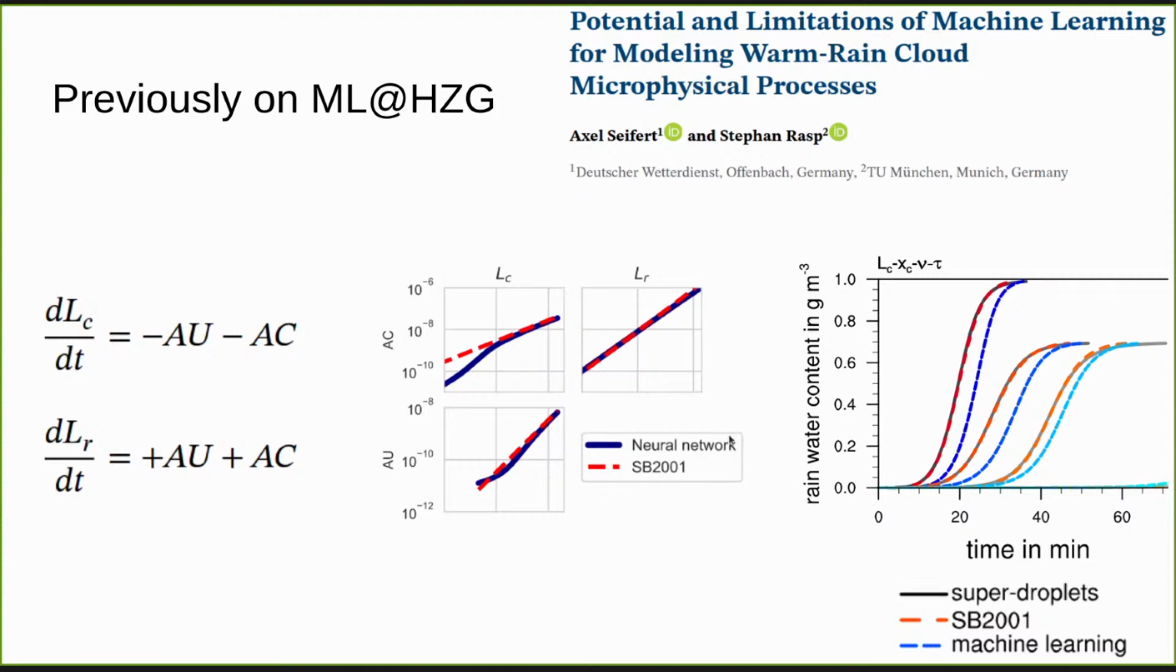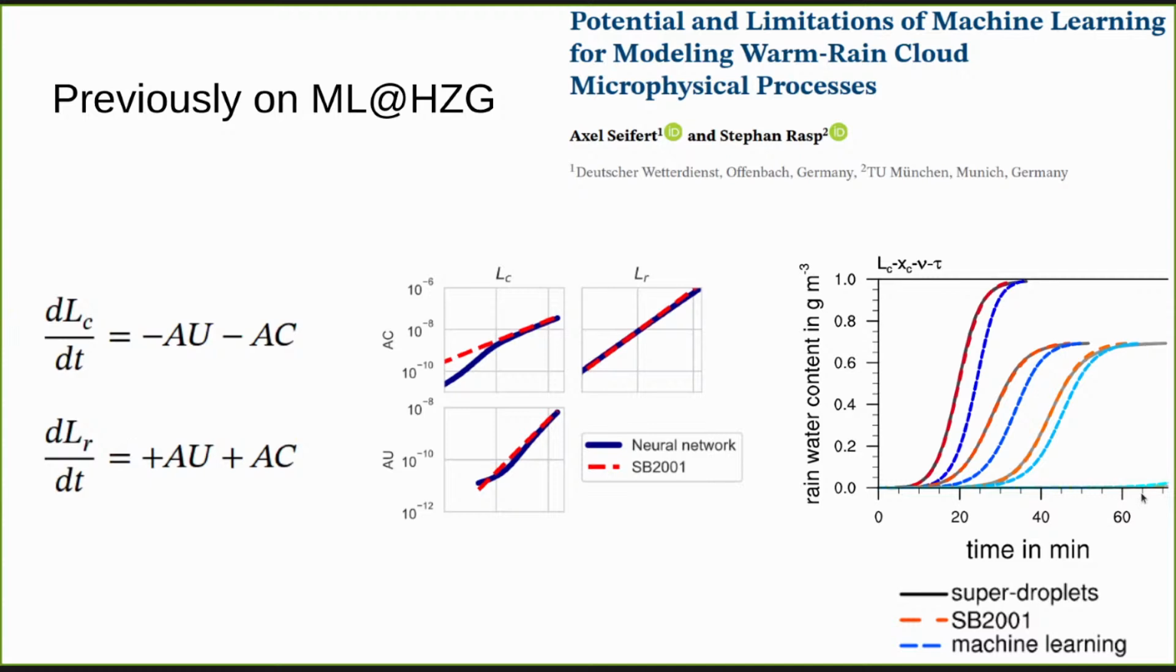The authors, Axel Seifert, who presented last time, and Stefan Rast, trained a neural network to get these values from a list of different predictors, with mean squared error. Then they would be plugged into the right-hand side of the differential equation, and then they would integrate the systems that they learned this way.